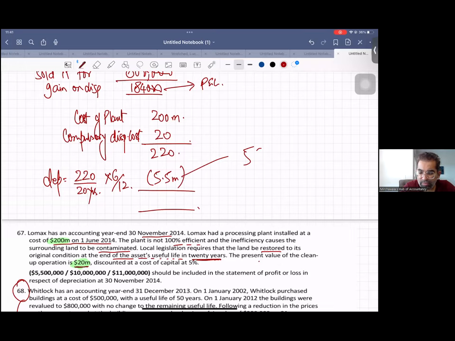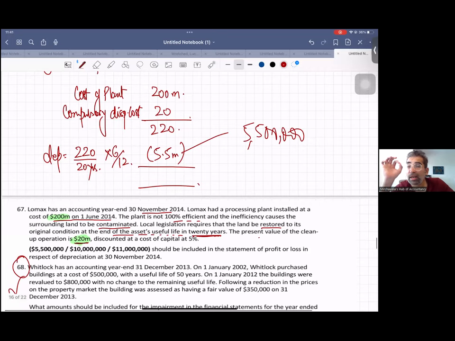Yes, this will be going in the P&L as depreciation. I'm not talking about the interest cost. There is one more cost that comes in this topic, which we have all studied. But right now the examiner is asking only what should be included in the statement of profit and loss in respect of depreciation. So the answer is 5,500,000, 5.5 million. And yes, this is an easy question, not difficult.